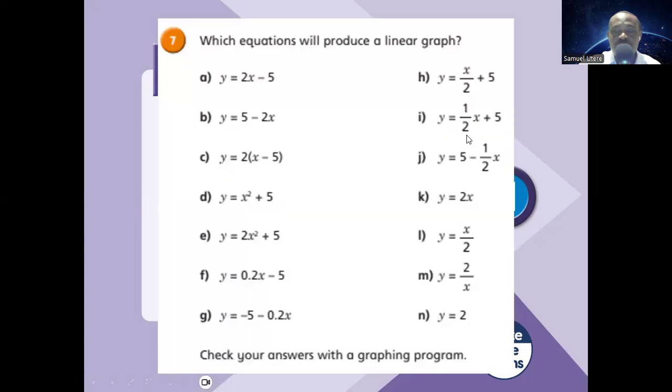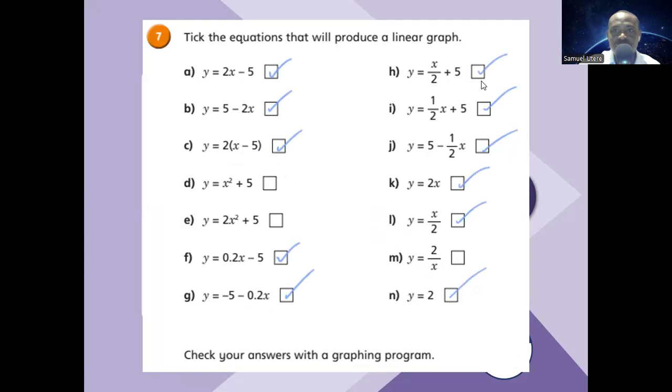So pause the video and have a go at question 7. You can pause the video and have a go at question 7, maybe using 4 or 5 minutes, really thinking about all you've learned and putting it into practice here. So here, question 7, you're being asked which equations will produce a linear graph. By now, you can just check them really quickly. You say, I get the idea, I know what's going on. Which one will have power 1? Which one doesn't have power 1? And assuming you've paused and you've worked through the questions, here are the answers.